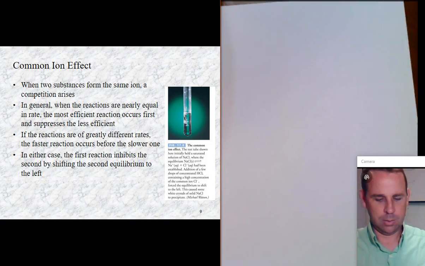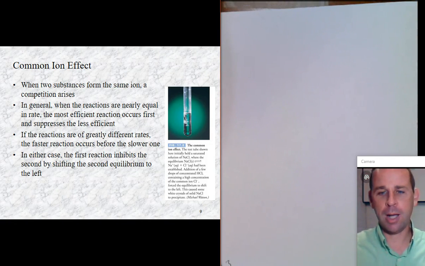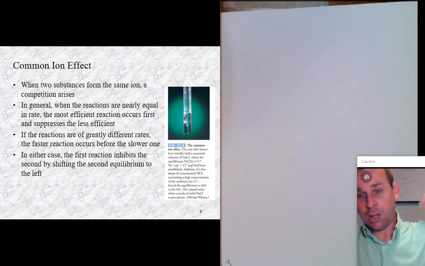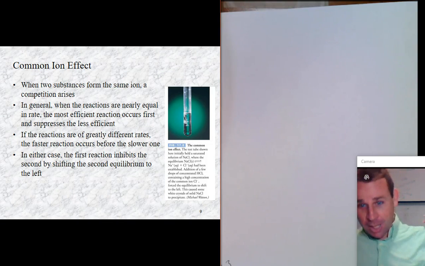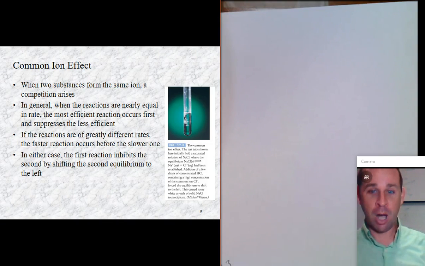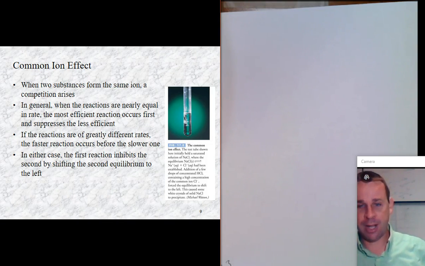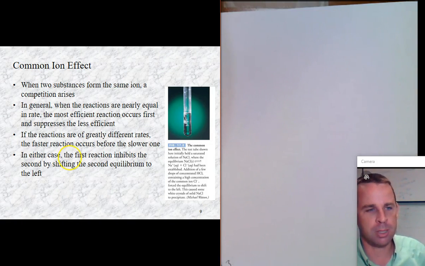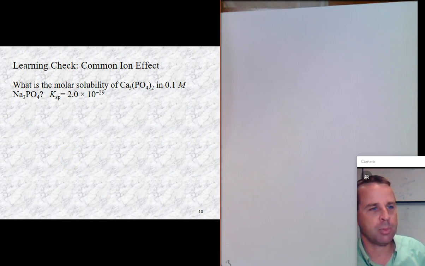Now, there's something called the common ion effect. Common ion meaning not common as in boring or something you see every day. Well, kind of. It's something that's going to be around. Common meaning the solution has this ion in common with some compound that's trying to solubilize. So, for example, the molar solubility of calcium phosphate, right?